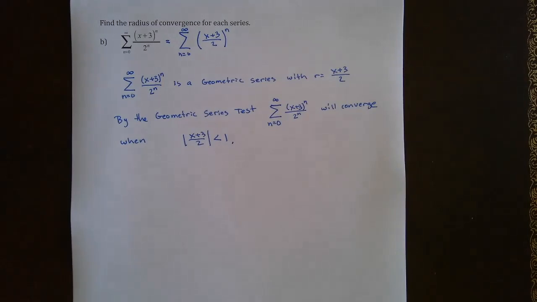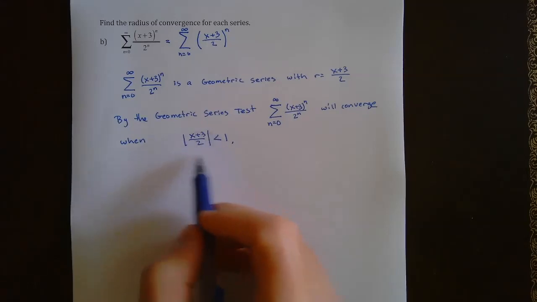So the ratio test will sometimes help us to find the radius of convergence, or the interval of convergence, and the geometric series test. So the ratio test and the geometric series test are really important tests because they'll tell you where this thing is converging, for what x values they're converging.